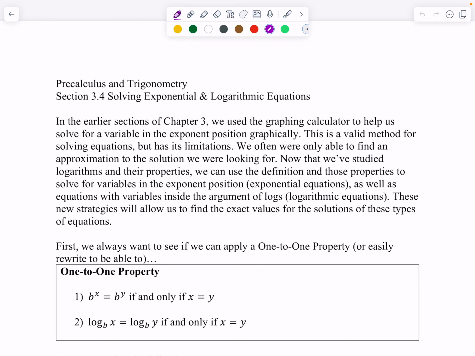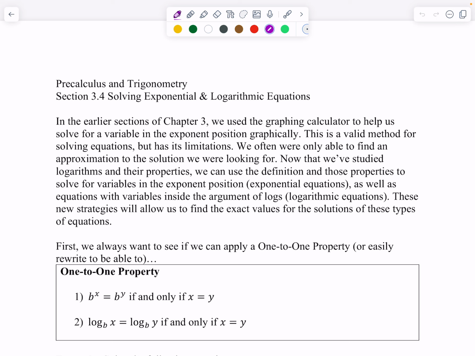Hi there, so this video is on section 3.4 where we will look at solving exponential and logarithmic equations. So equations where the variable is in the exponent position or equations that have logarithms in them. And we're going to be using what we've talked about in the previous sections, like the different properties of logarithms, the definition of a logarithm, like the two different forms of the log statement in log form as well as in exponential form.